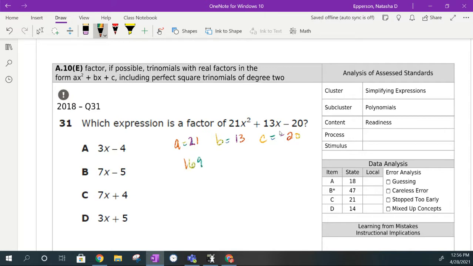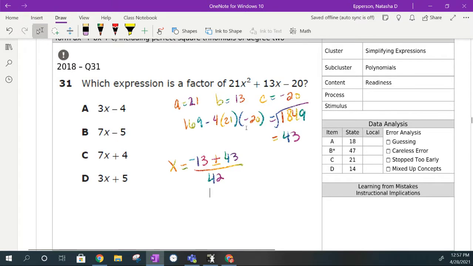So now I'm going to use my discriminant first, which is 13 squared, which gives you 169, minus 4 times 21 times negative 20. 4 times 21 times 20 gives me 1680, plus 169 gives me 1849. Now this is a perfect square. I know it's a perfect square because all of my answer choices don't have a radical in them. So the square root of 1849 will give me 43. So now when I use the quadratic formula, x is equal to negative b, so that's negative 13, plus or minus 43, that's the discriminant, over 2 times a, 2 times 21, which gives me 42.